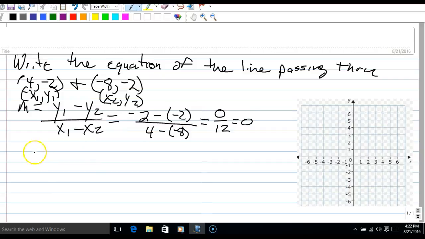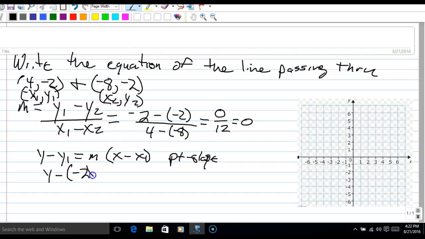Now, again, what I'm going to do is use the point slope form of the equation of the line because I have a point and I have computed the slope of the line. So I have y minus y sub 1. Y sub 1 is a negative 2. Be careful with those double negatives. M is 0.